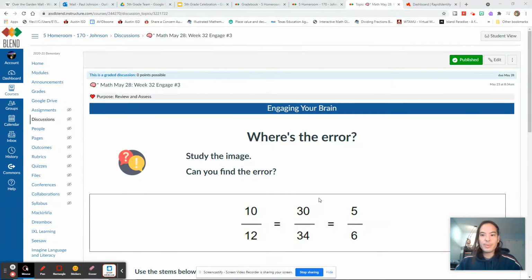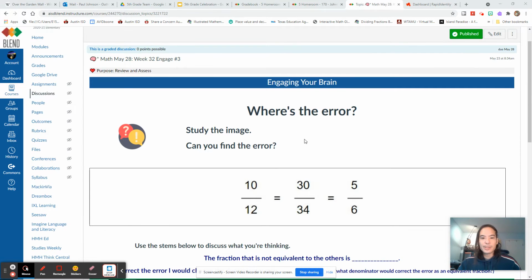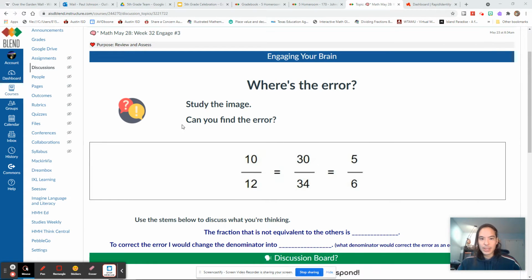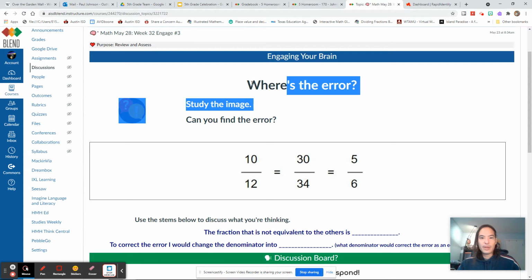Good morning. Welcome to another fabulous episode of How Many Tabs Are Open on Mr. Johnson's Computer? We got 2, 4, 6, 8. Might be one of the smallest numbers this week. Hooray.